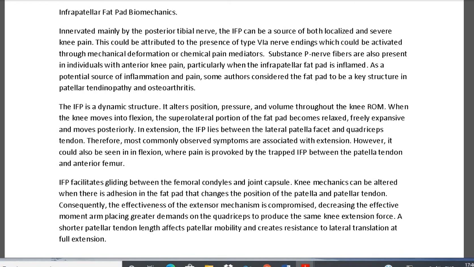This infrapatellar pad is a dynamic structure. It alters position, pressure, and volume throughout the range of motion in the knee. When the knee moves into flexion, the superolateral portion of the fat pad becomes relaxed, freely expansive, and moves posteriorly.